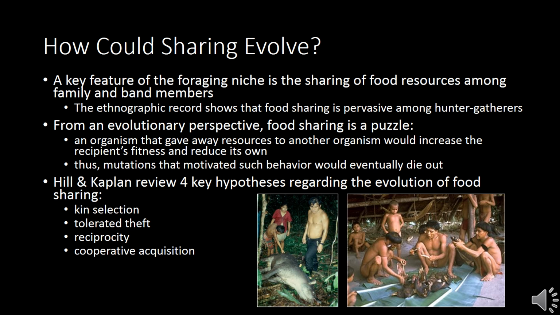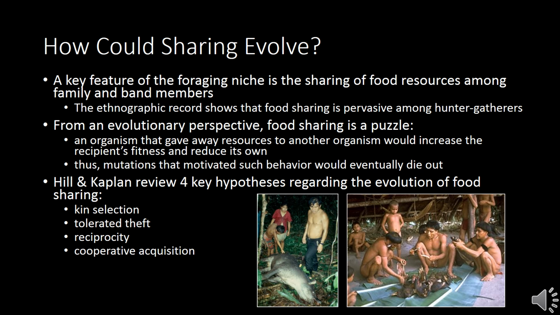The ethnographic record shows that food sharing is pervasive among hunter-gatherers. From an evolutionary perspective, food sharing is a puzzle. An organism that gave away resources to another organism would increase the recipient's fitness and reduce its own. Thus, mutations that motivated such behavior would eventually die out. This raises the question, how could sharing evolve? Does sharing provide any fitness benefits?